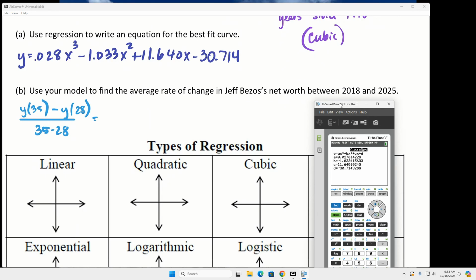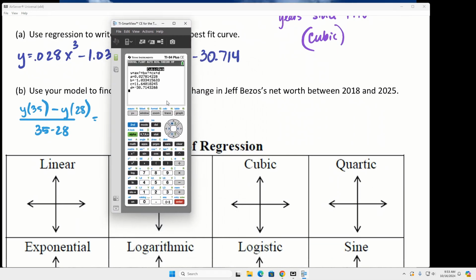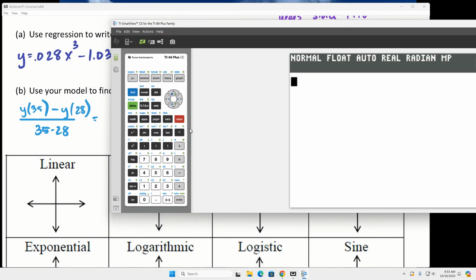And as long as this is not a free response question on your test, then we don't have to do it one by one, plug in 35 or plug in 28. We can let our calculator do this just absolutely beautifully. So what we would want to do is just get the fraction bar. Alpha y equals gets the fraction bar. All right, and we're going to do y of 35. So to get the y's, we go alpha trace. And because we stored our regression equation in y1, it will plug it in for us.